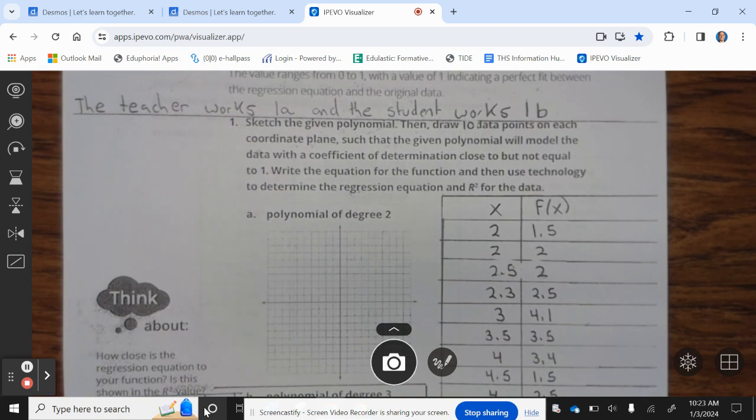The teacher works 1A and the student works 1B. Number 1, sketch the given polynomial, then draw 10 data points on each coordinate plane, such that the given polynomial will model the data with a coefficient of determination close to but not equal to 1. Write the equation for the function and then use technology to determine the regression equation and R squared for the data.